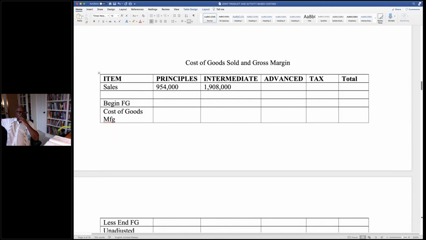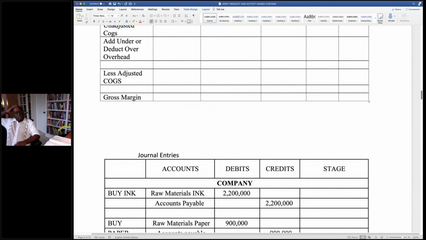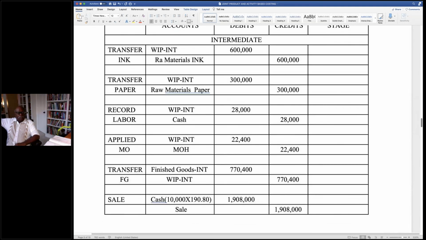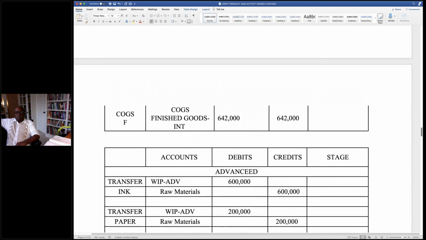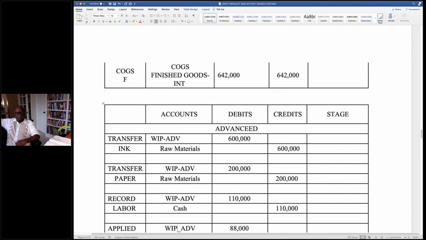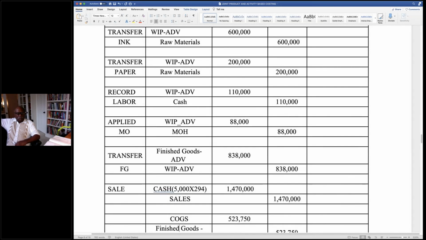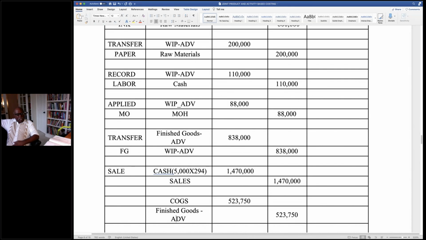Those will be the sales numbers out of those journal entries. Yeah, I forgot the advance, so I gotta go back down and see advance. Advance was 1,470,000.